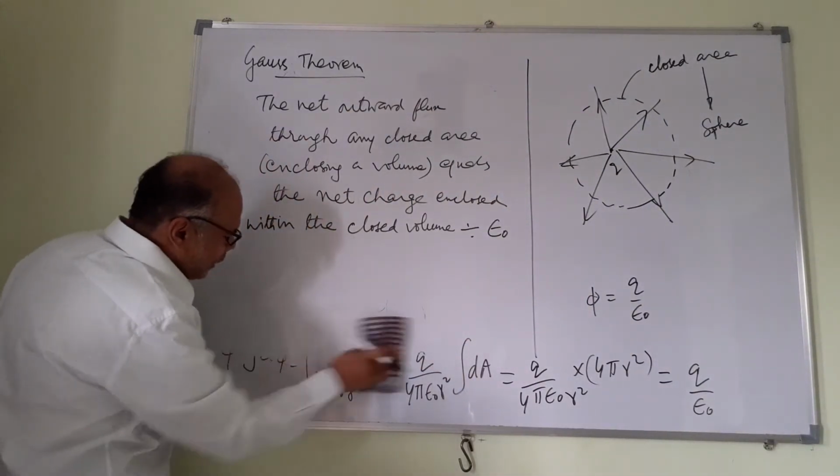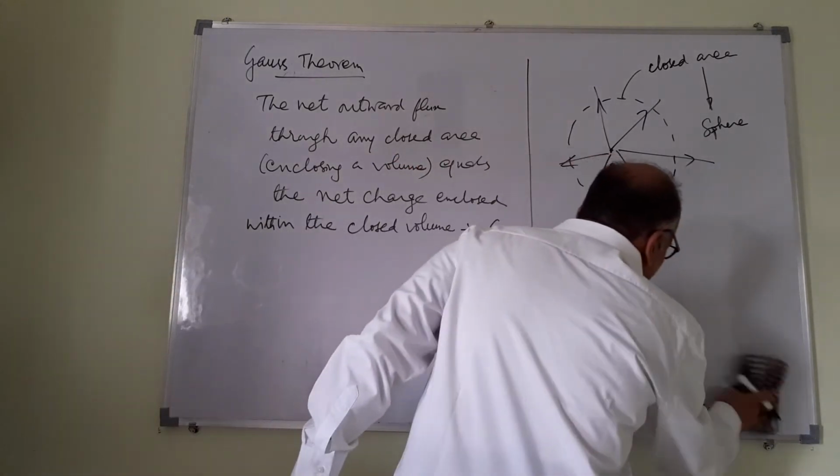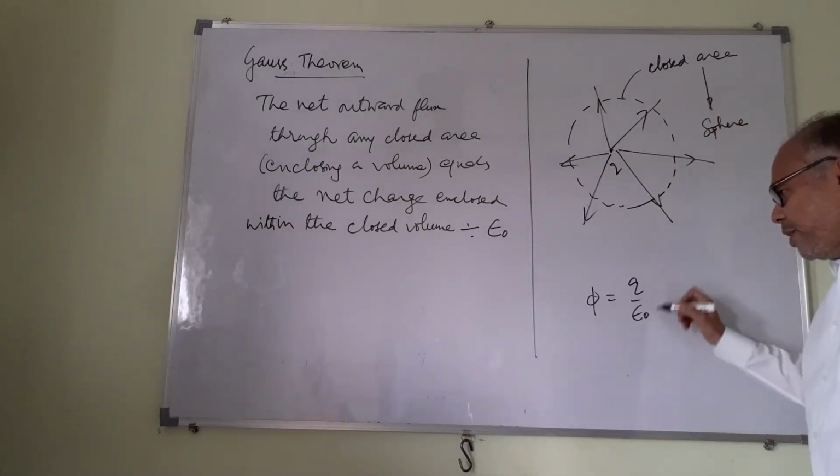So now we are talking about the net charge. Why are we talking about net charge? We know for a charge Q, the flux is Q by epsilon naught.